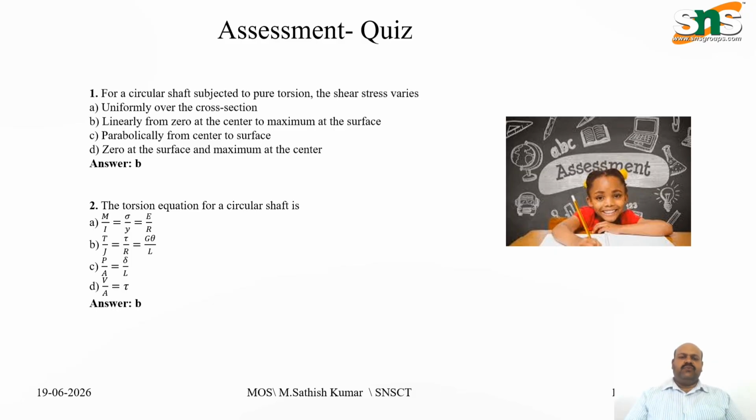And here we have a quiz for you. For a circular shaft subjected to pure torsion, the shear stress varies linearly from zero at the center to the maximum at the surface. That is the right answer. And the torsion equation, we are well versed with, option B.